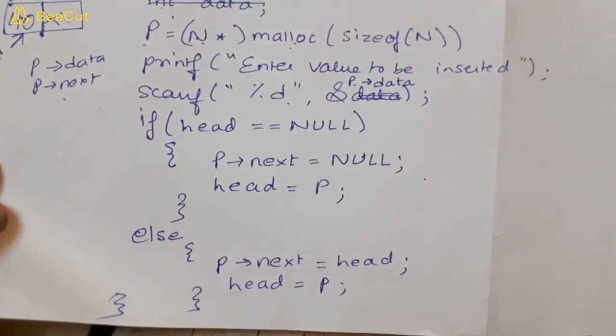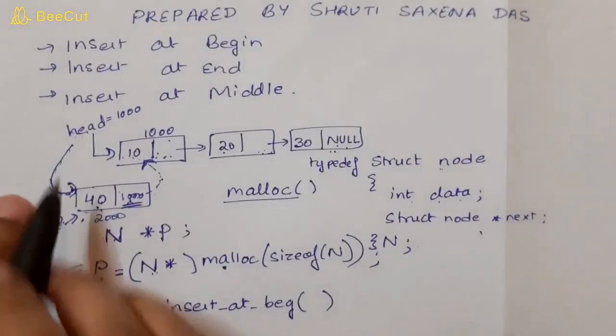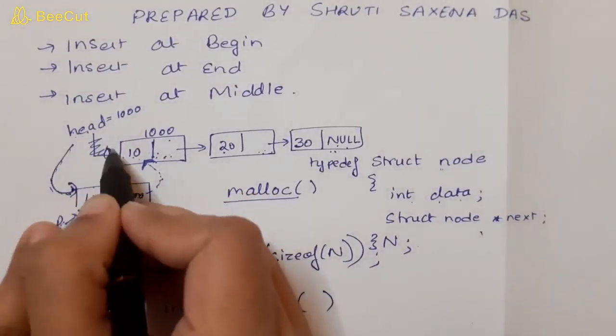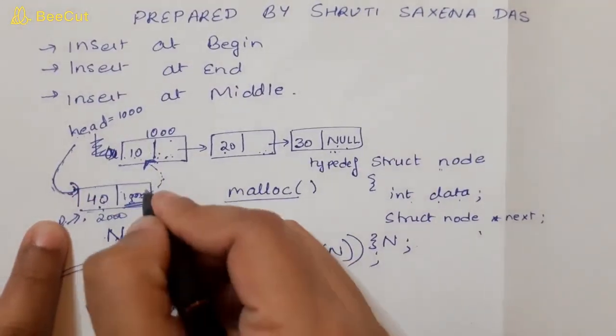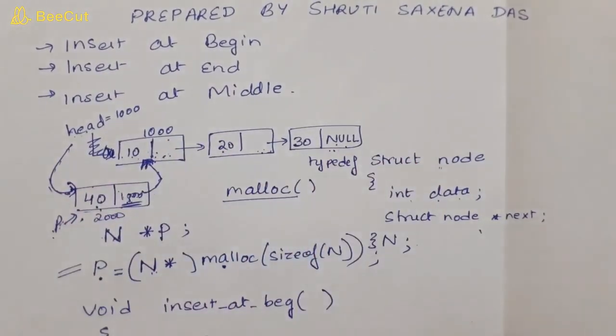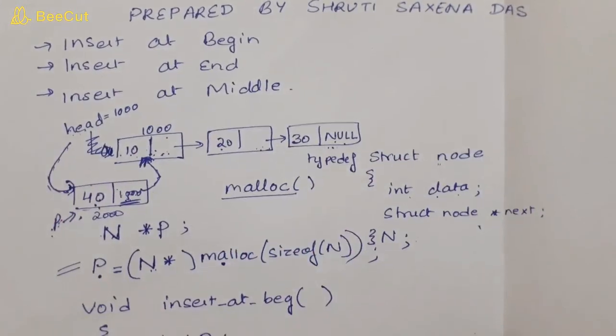So I hope this must be clear. To insert at the beginning, finally your linked list will be like this. The first node will be 40, head must be pointing to this, this old link will be destroyed, and the list will be like this: 40, 10, 20, 30. So I hope you must have understood.